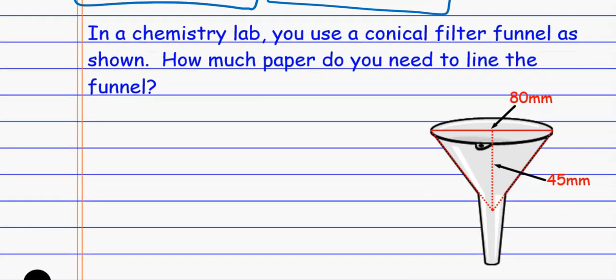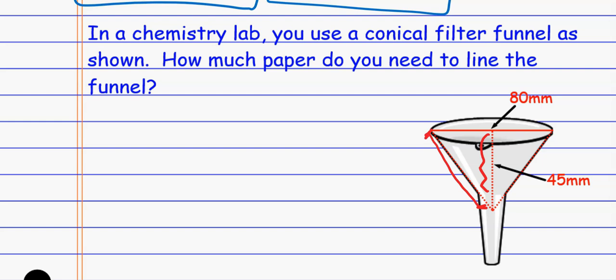If we look at this one, it says in a chemistry lab, you use a conical filter funnel as shown. How much paper do you need to line the funnel? And so when you look at this thing, here's the dimensions of this particular funnel. And once again, they give me the actual height, this actual height going down into the funnel. But what I need is this lateral height.